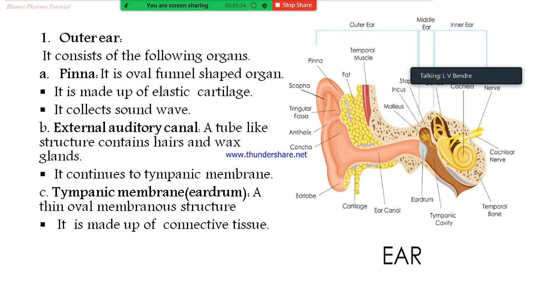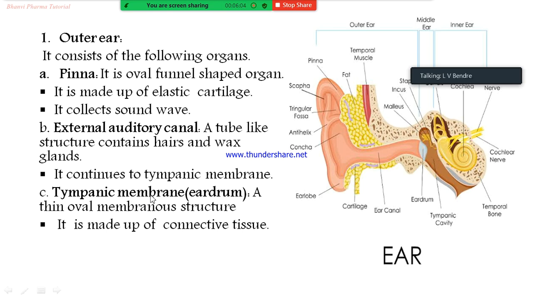These wax glands prevent the entry of mosquitoes or any other insects. The wax is used for antibacterial activity, so microorganisms cannot enter your auditory canal. That is, the wax has antibacterial activity.